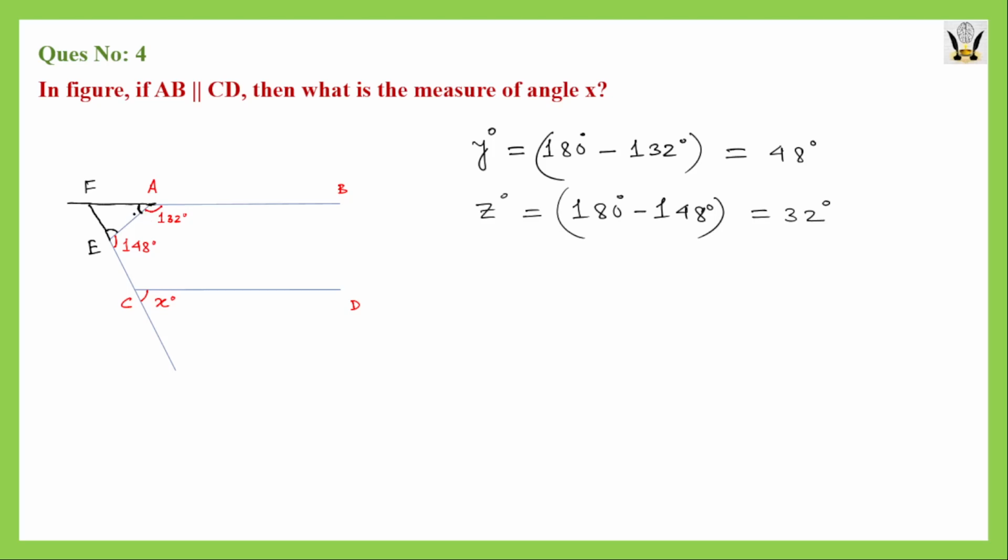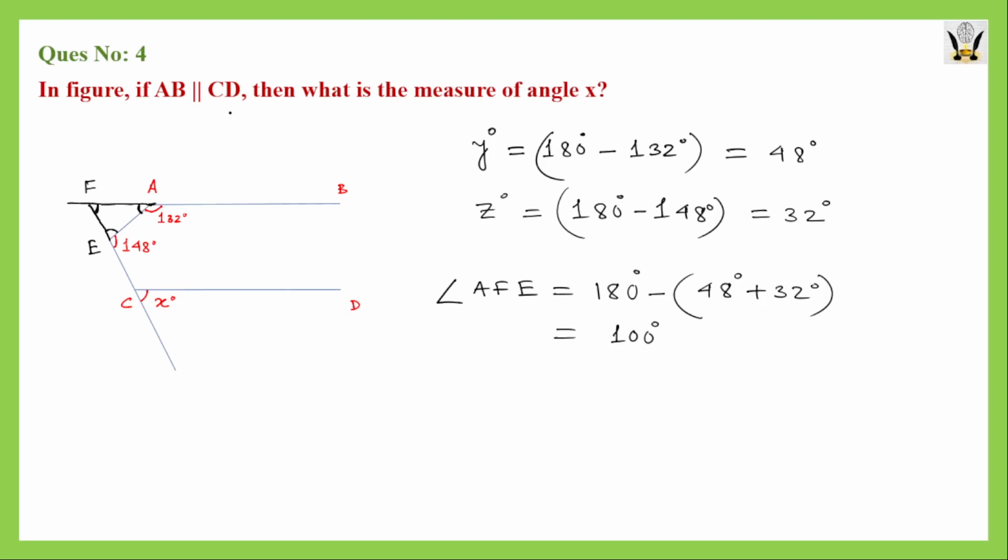And we know the measures of two angles, so the third angle will be very easy to find out. If we mark that angle as AFE, then that angle will be how much? 180 degrees is the total of the three angles, and two angles we have already found, 48 degrees and 32 degrees, whose summation is 80 degrees. So 180 minus 80 is 100 degrees. So angle AFE measures 100 degrees.